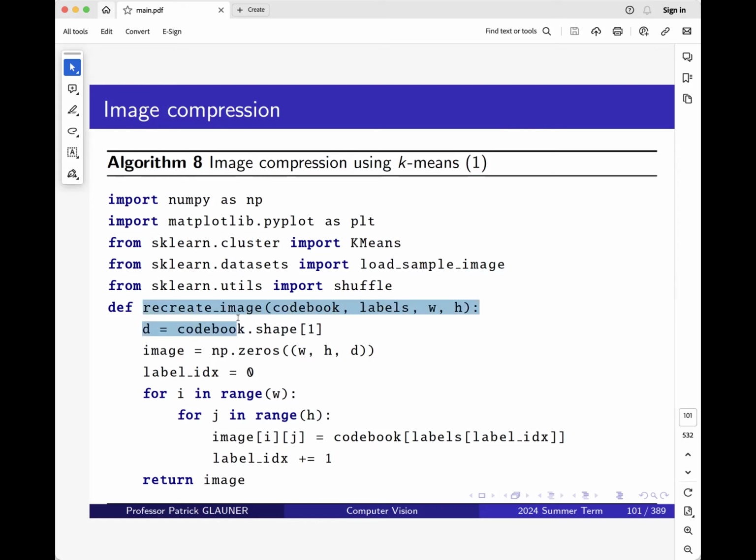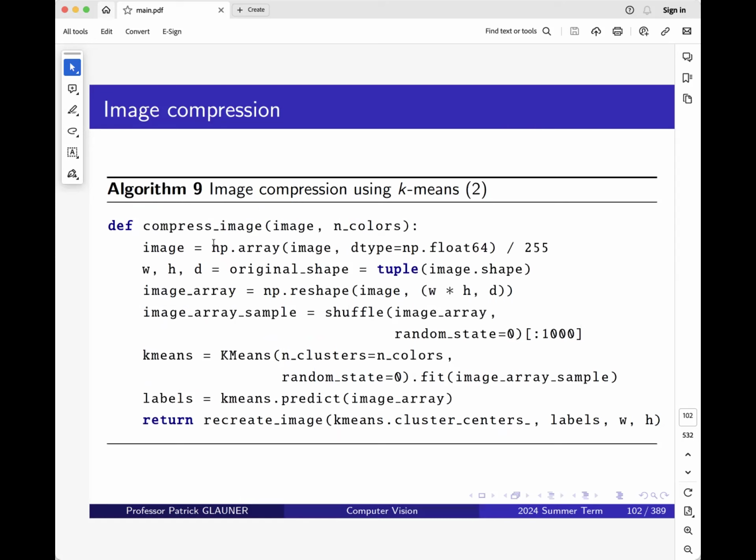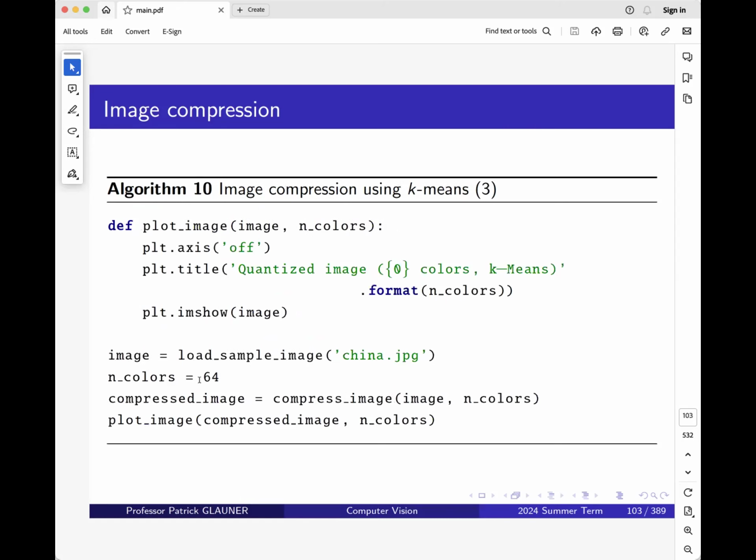There is a function that is called recreate image. We'll be looking later at what it does. And there's a compress image, which compresses our image. And we also have a function to plot our image. And what we're doing is we load the sample image from China. I say I want 64 colors left. I compress my image with those 64 colors, and I plot the image.